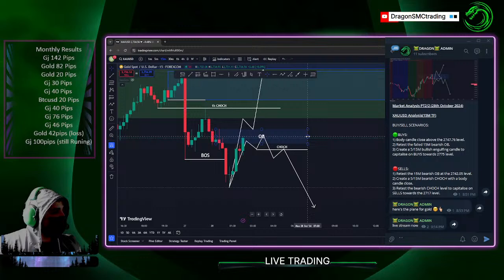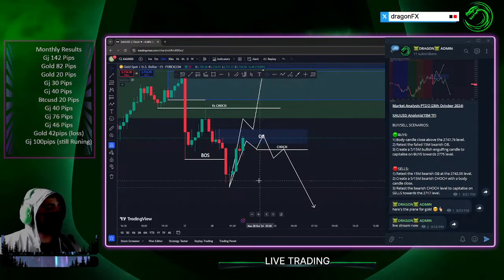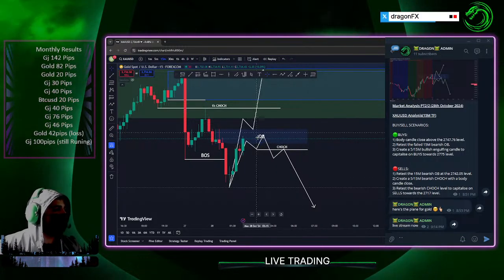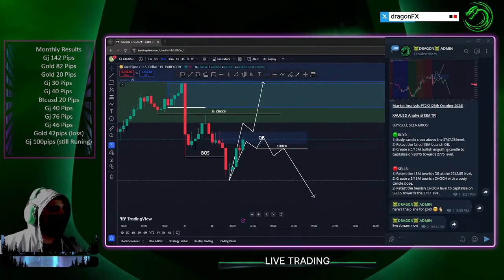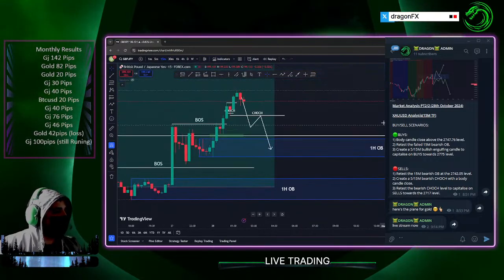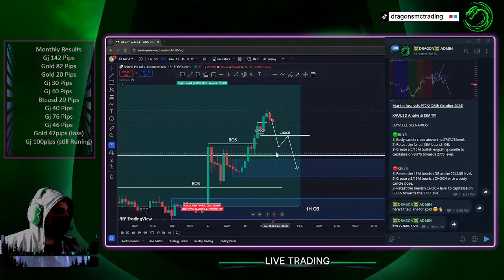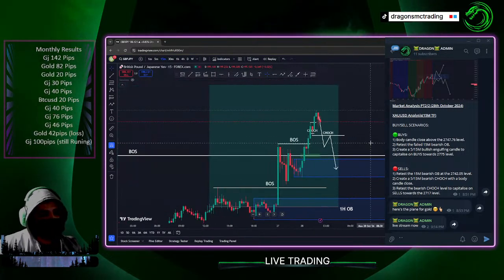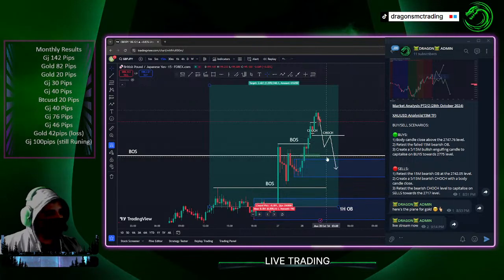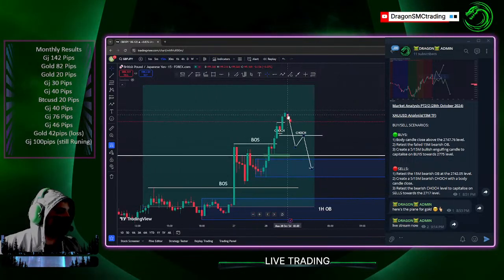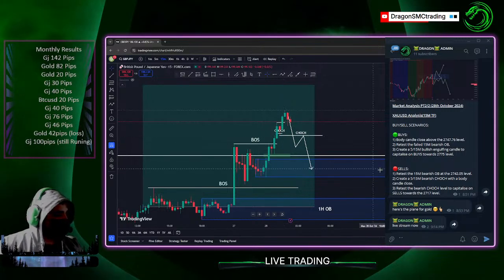Now, since we're here live, we're looking at this analysis together. And these are the two scenarios that I need to see for gold. And for GJ, we're still bullish. I won't be exiting. I'm still in this position right here. The only way for me to get out of this position is if I see price break below this low.